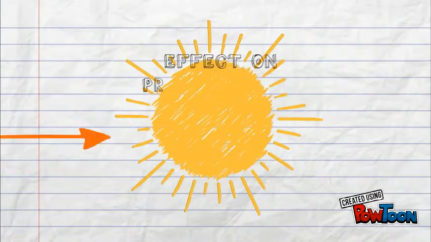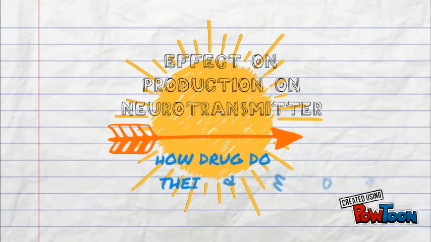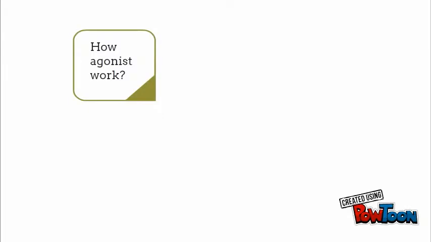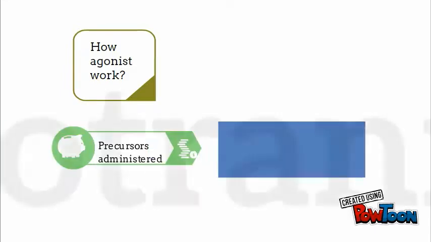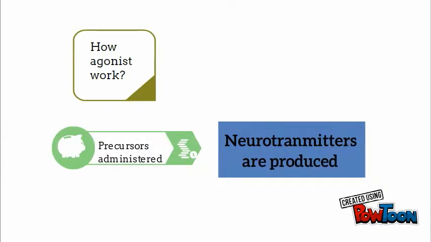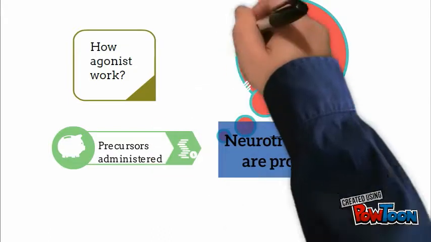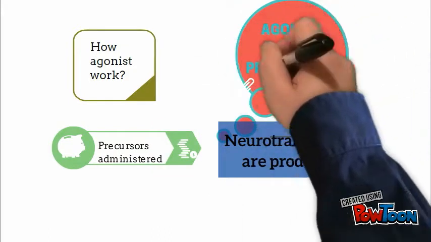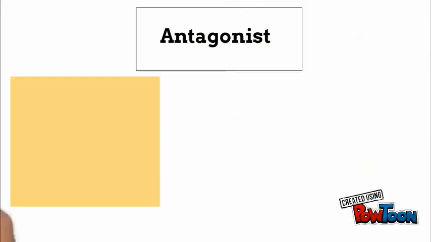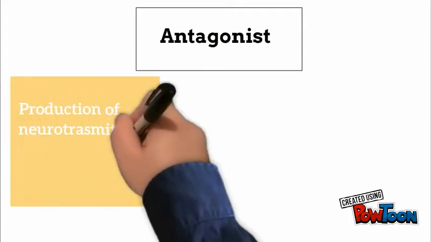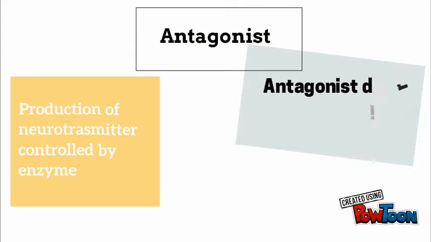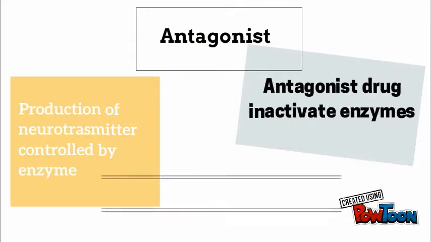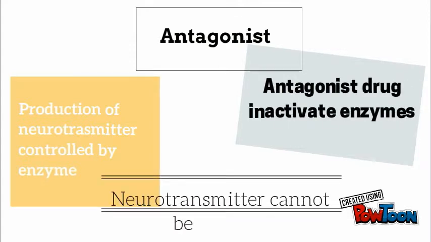So now let's learn about the effect on production of neurotransmitter. So how do agonists work? Most neurotransmitters are produced from molecules called precursors, and agonists act as precursors. So when it is administered, it will allow the neurotransmitter to be produced. For antagonist drug, the production of neurotransmitter is controlled by the enzyme, and antagonist drug will inactivate the enzymes so that neurotransmitter cannot be produced.